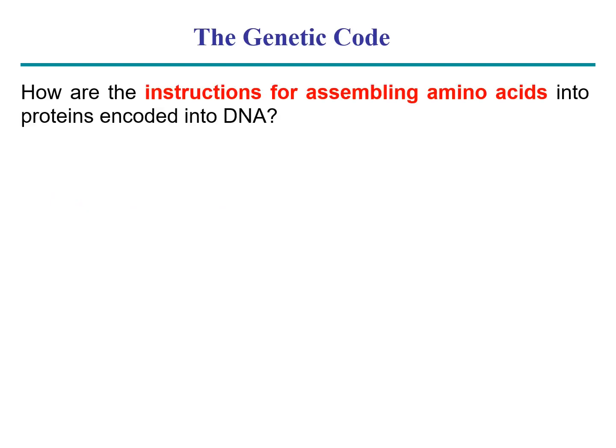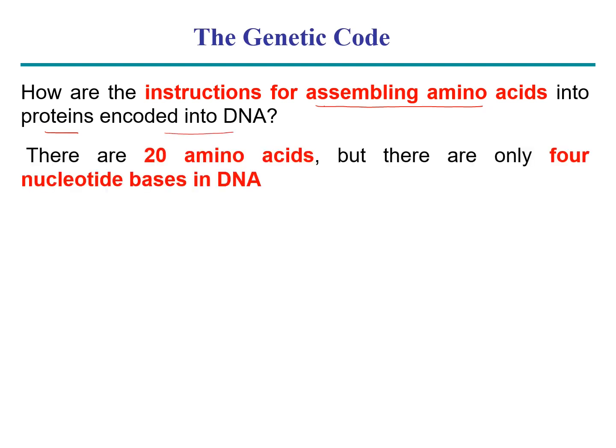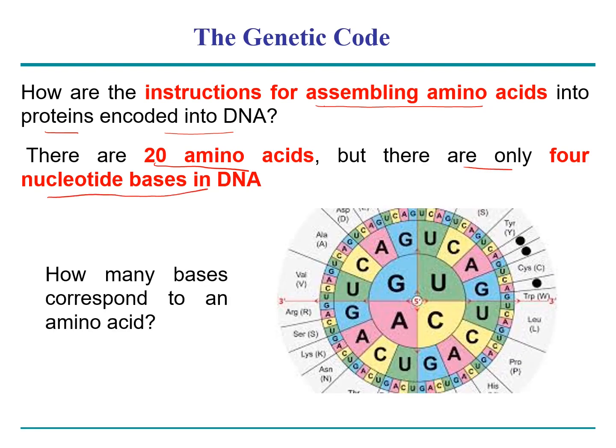Around 40 or 50 years ago, we didn't know what the rules were that allow the assembling of amino acids into proteins that are encoded in DNA. We knew that there were 20 amino acids, but there were only 4 nucleotides in DNA. So we didn't know how many bases correspond to an amino acid. Now we know that there are 3 nucleotides per amino acid.